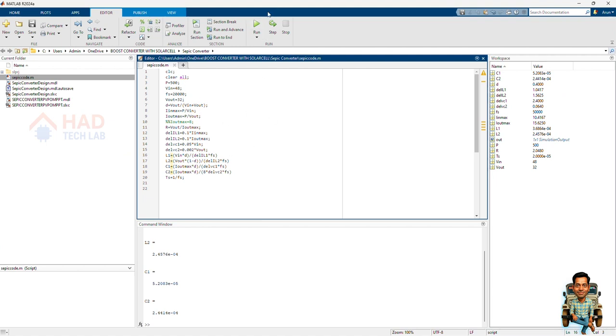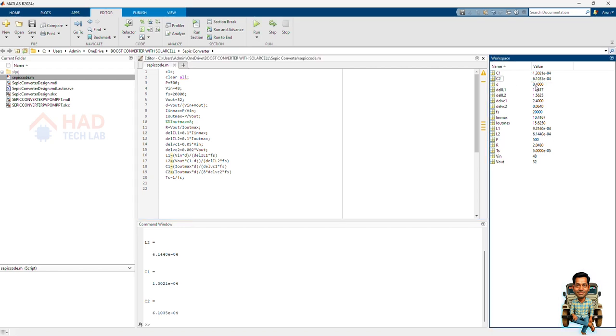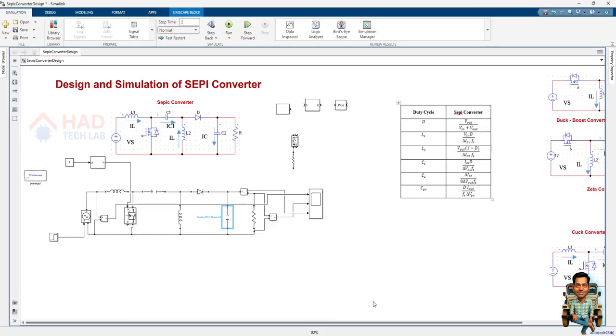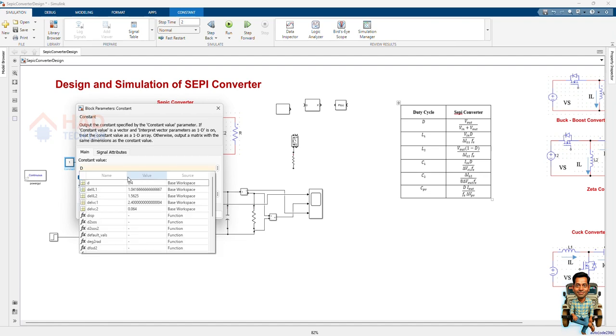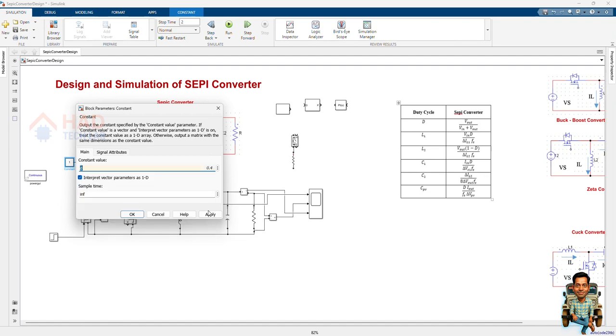So let me simulate this coding. You can see here the minimum values of capacitance we have designed, C1, C2, and also the duty cycle is equal to 0.4. The switching frequency is 20 kilohertz. Then L1, L2, then R is equal to 2.048 ohms. Okay, so we will check how it operates. We designed it here in open loop condition. Okay, so let's give the duty cycle D to our PWM pulses.